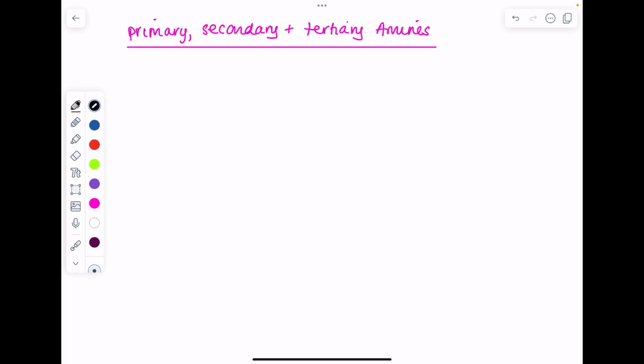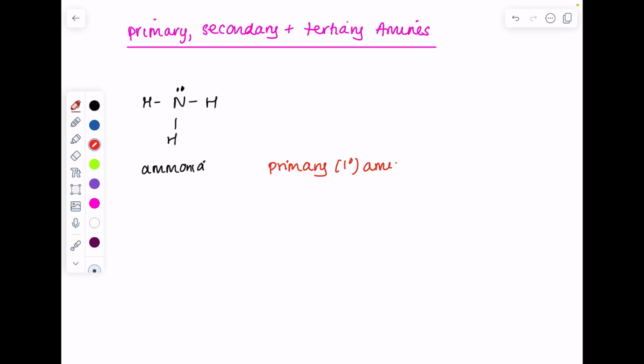Primary, secondary, tertiary amines. The primary, secondary and tertiary refer to the number of R groups on the nitrogen atom. If we start with ammonia, which we know is our core structure, let's draw the structure of a primary amine. According to my definition, a primary amine has one R group on the nitrogen atom, as we see here.